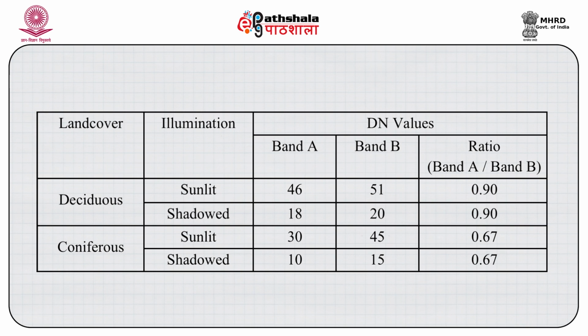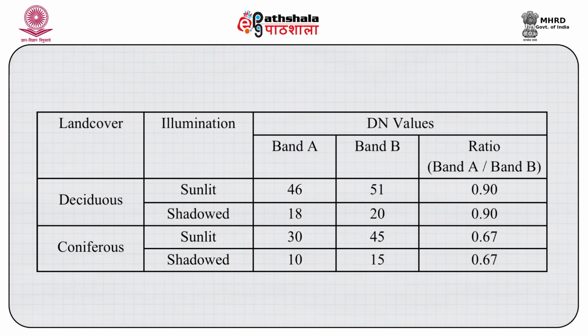Same is the case here in coniferous land features. Sunlit area we have band A 30, band B 45. In shadowed area for coniferous trees we have DN value in band A as 10, whereas in band B the DN value is 15. Now, since they are very close to each other, 45 for sunlit coniferous in band B, 46 and 51 in band A and B for deciduous trees, it is very much likely that remote sensing analyst may identify both of them as same features, whereas it is not true.